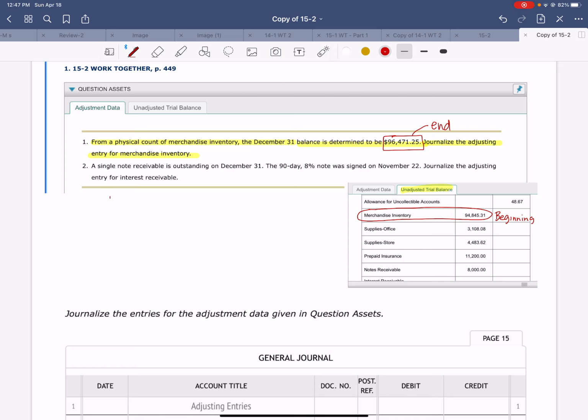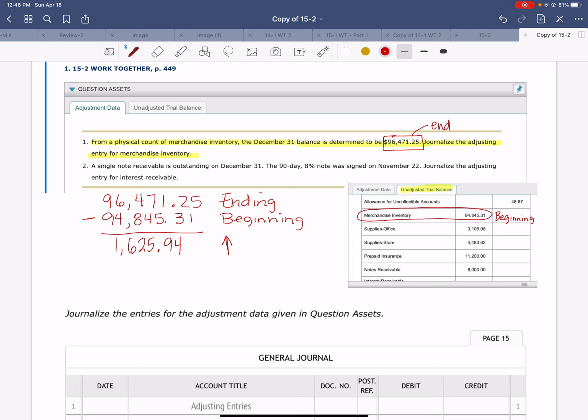We will take the larger of the two numbers, $96,471.25, which is the ending, minus the beginning, $94,845.31. And that was our beginning balance. And you can see that the beginning was lower than the ending, so therefore throughout the fiscal period, the balance has gone up. And the difference is $1,625.94. Okay, so that is the amount right here that we have to make an adjustment for.